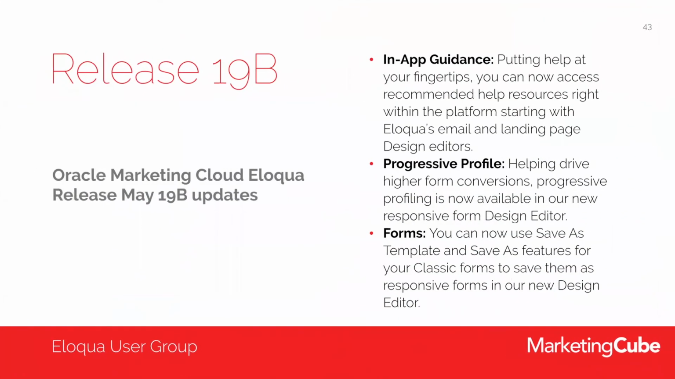But just quickly to recap, for those who weren't with us last month or for the May user group, the in-app guidance, hopefully you've seen that now. That's in the email editor and the landing page editor. It's the question mark on the far right-hand side. So if you're new to Eloqua, click on that question mark. It slides out. You'll find some videos and different resources that relate very specifically to emails or to landing pages, depending on which editor you're in.